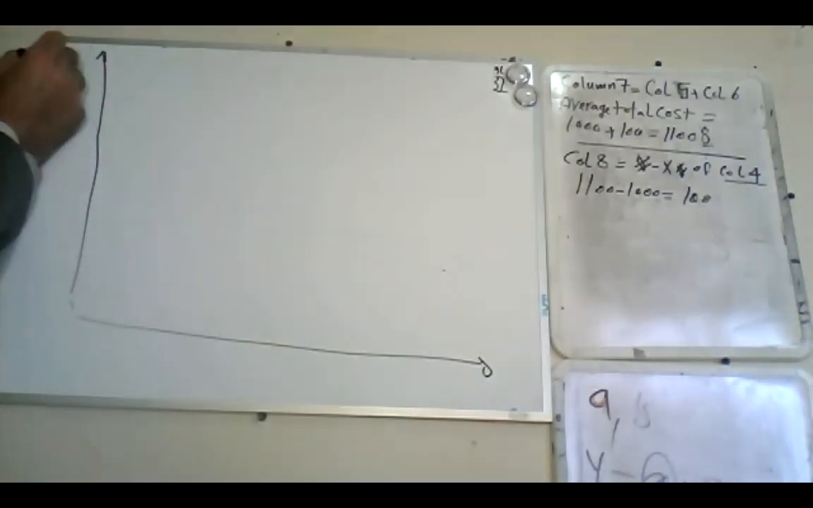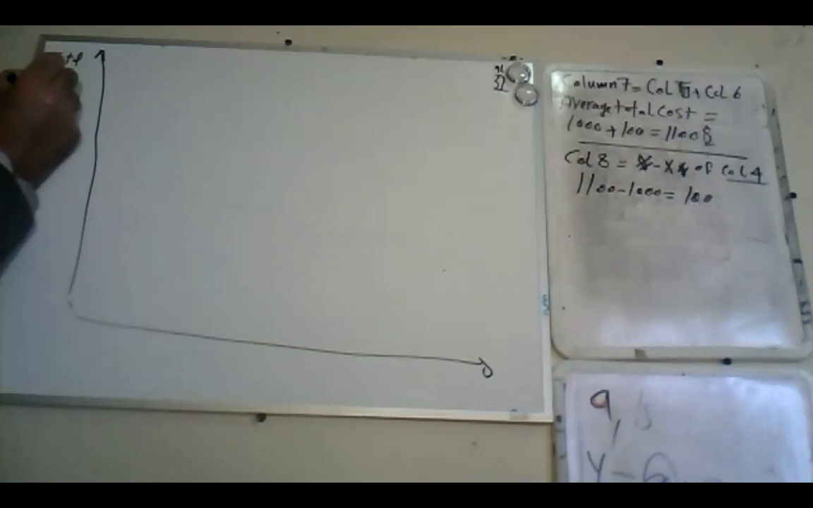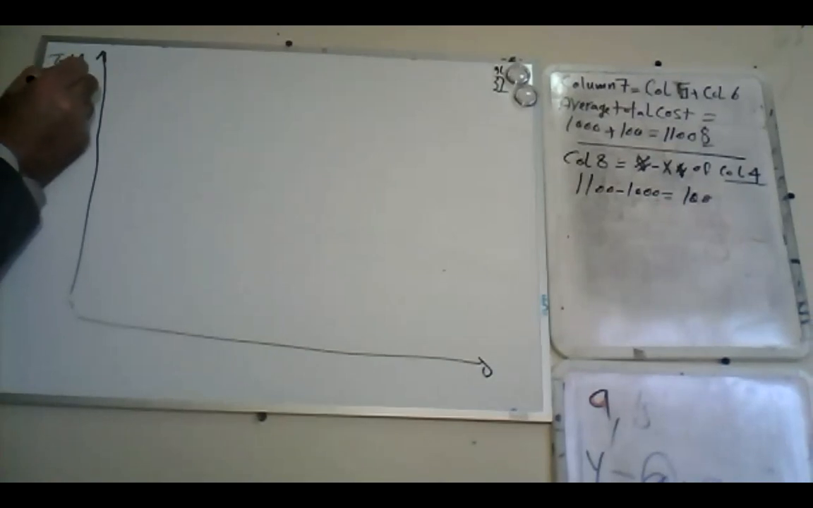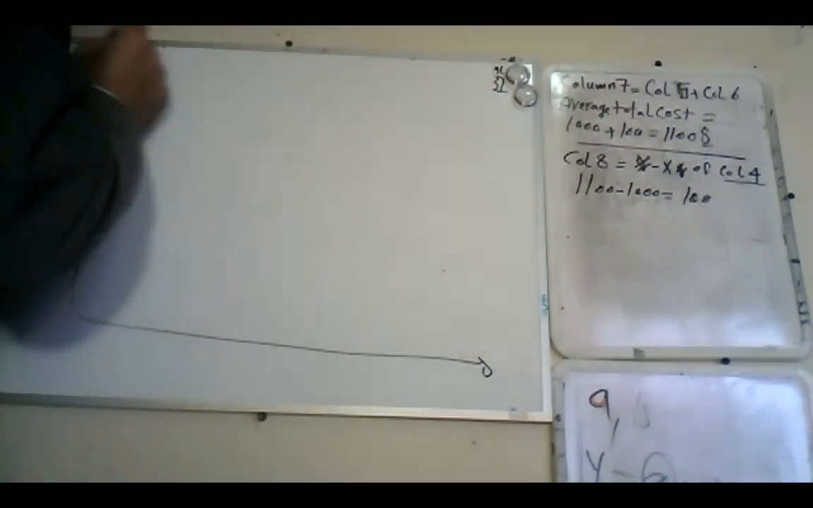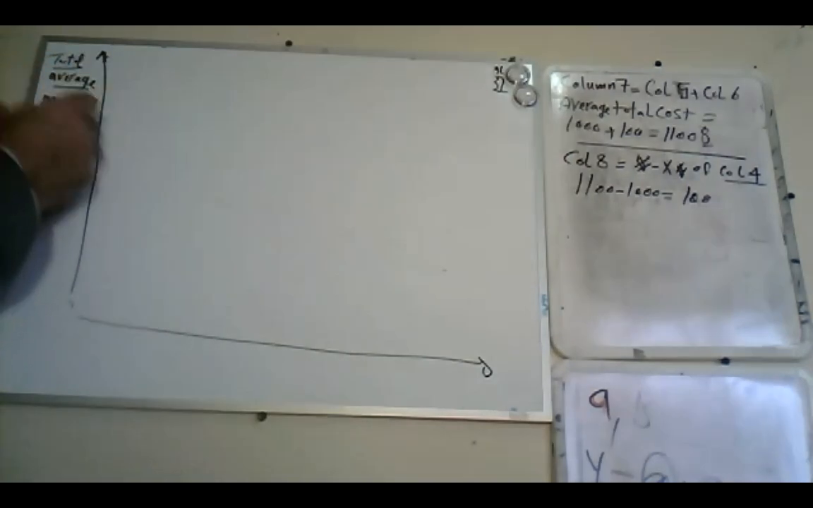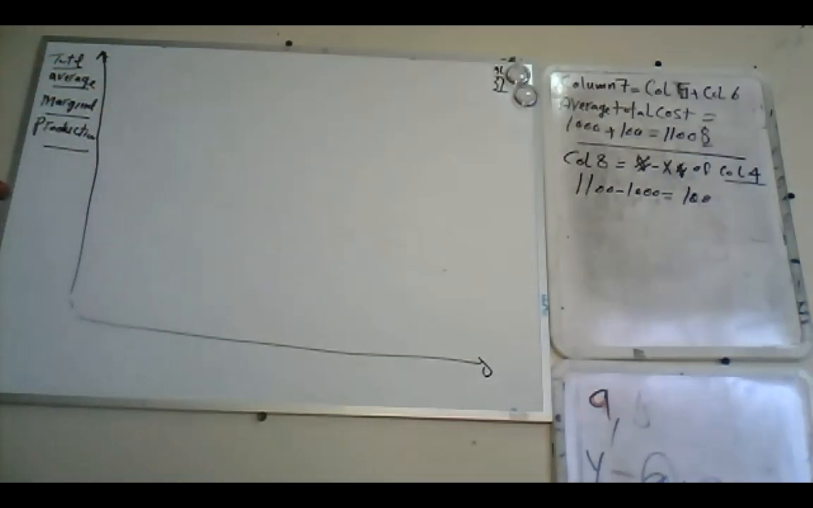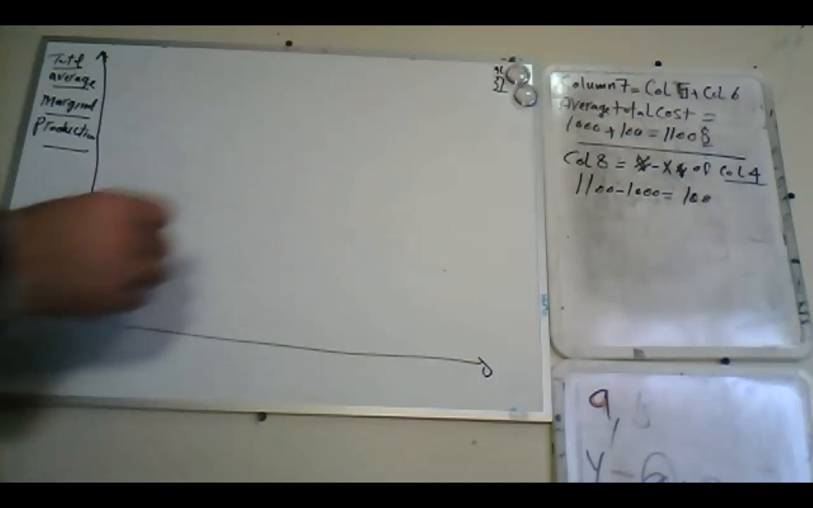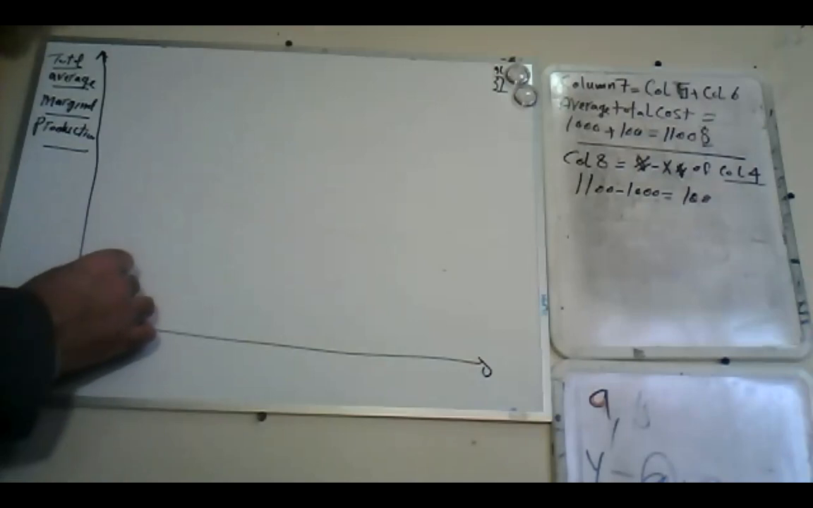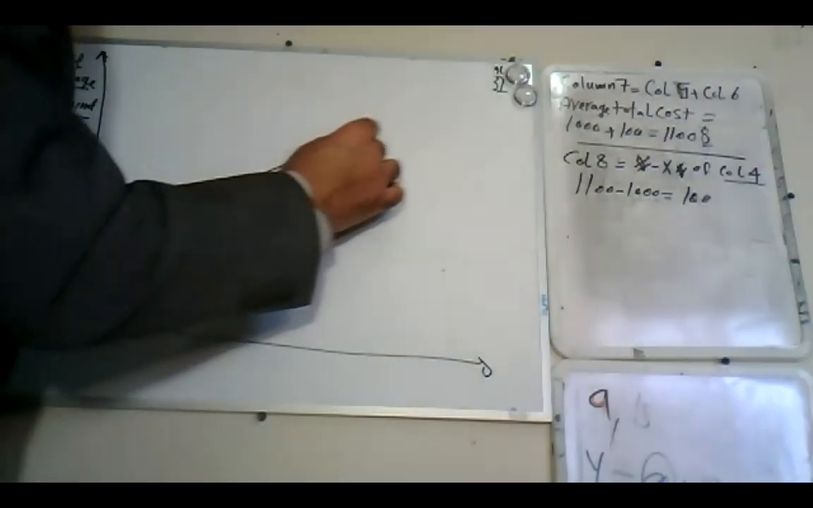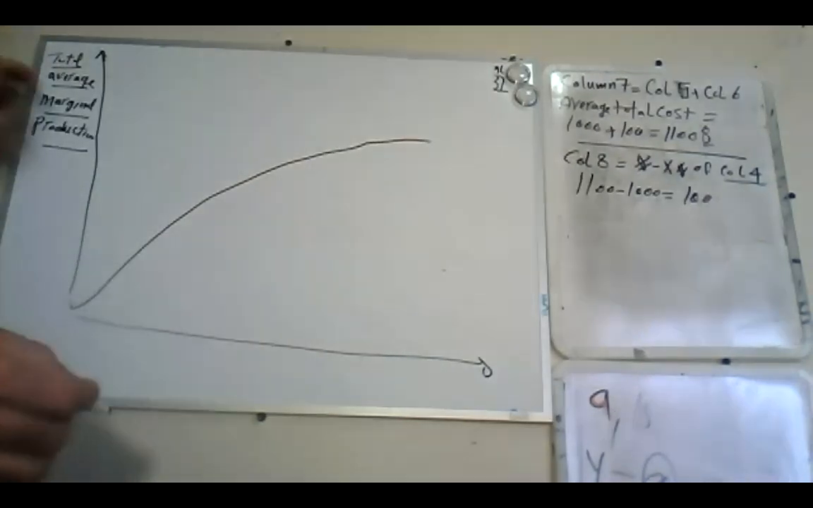And we'll say here are the total and the average and marginal production. So this vertical line is representing the total and the average and the marginal production. We have three phases based on these numbers. For the total production, if you see the numbers, you will find that the numbers increased.